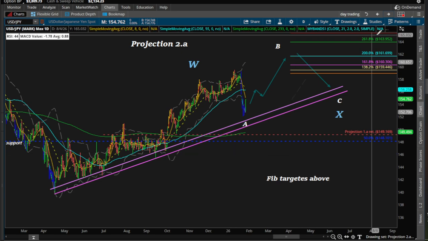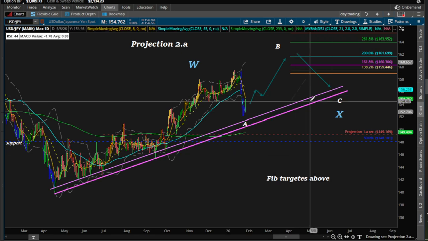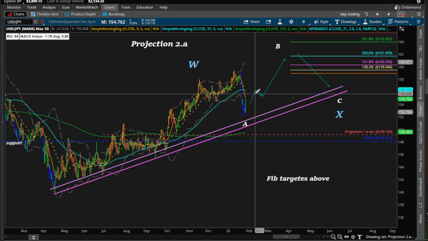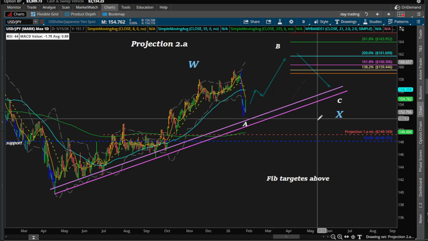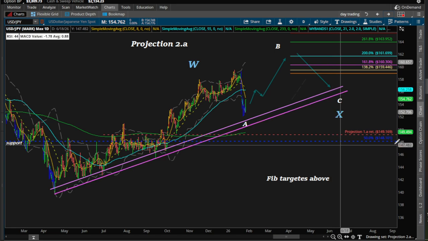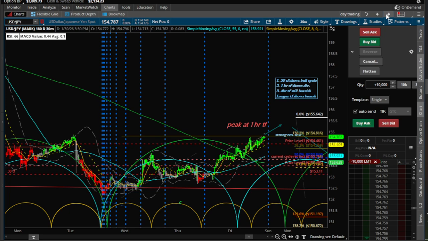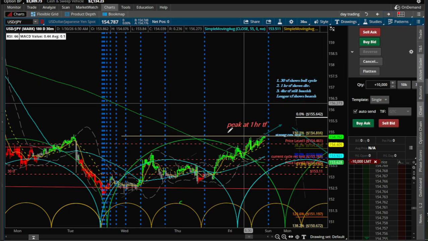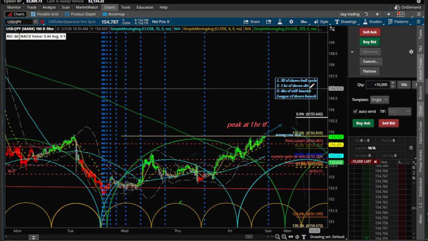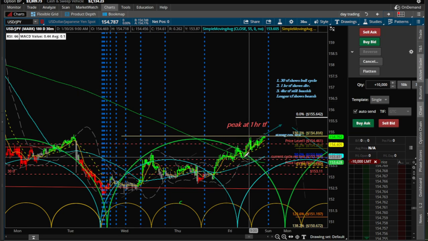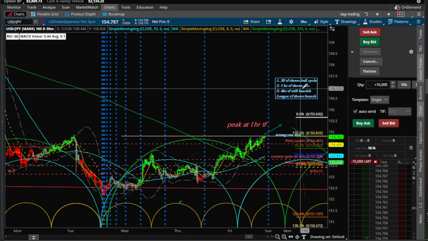So in the meantime, like I said, there are countless possible scenarios. These are just two that stick out to me from certain indicators that I have. So let's go to the 30-minute time frame here, and I have some notes I just want to point out. The 30-minute time frame here shows a bull cycle. So we're above the 200 moving average.